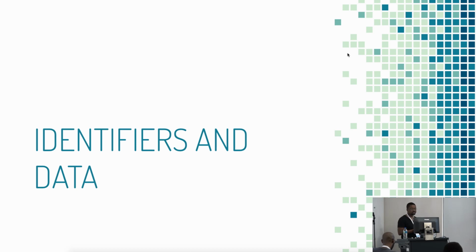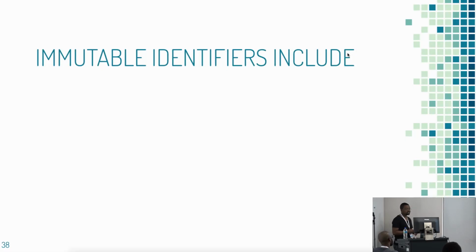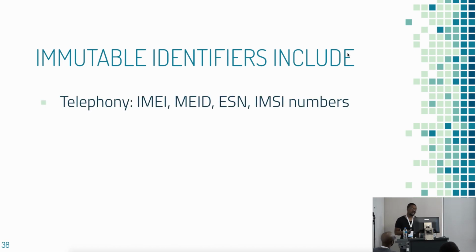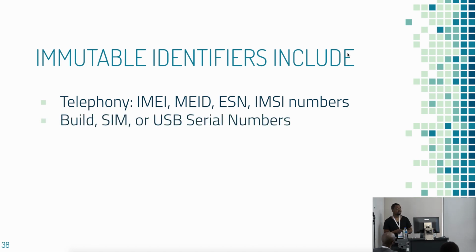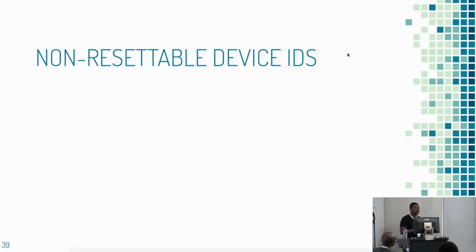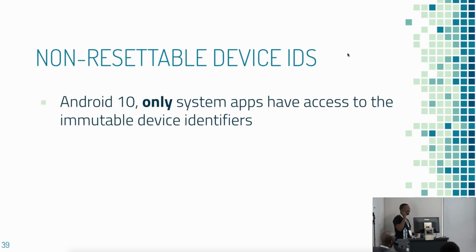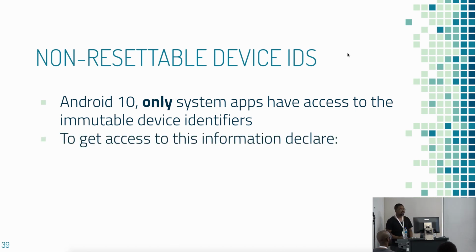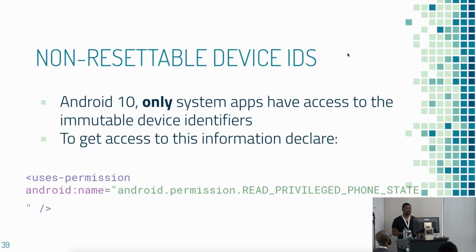Then they've also made changes to identifiers and data. Okay, so immutable identifiers, which include telephony. So you've got the IMEI, the MEID, ESN, IMSI numbers, and then you've got the build, SIM or USB serial numbers. So the non-resettable device IDs, in Android 10, only system apps have access to the immutable device identifiers. This is to tie with security and protecting the user's data. Okay. To get access to this information, you need to declare Android permission.read privileged phone state.